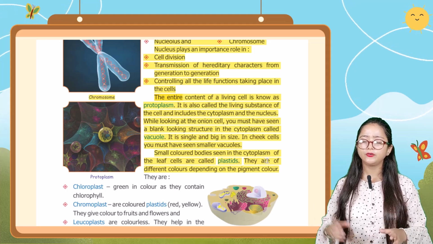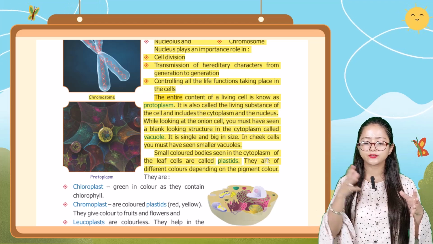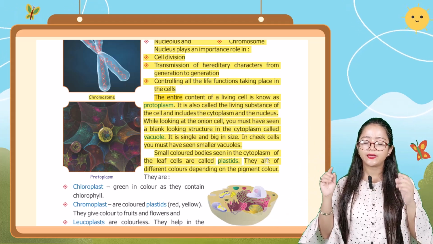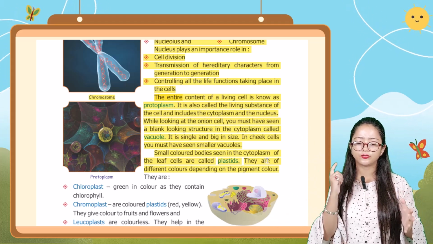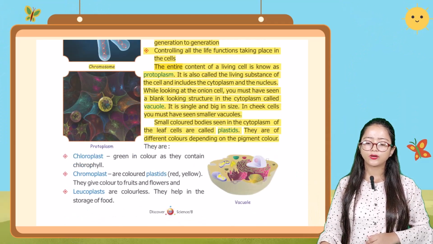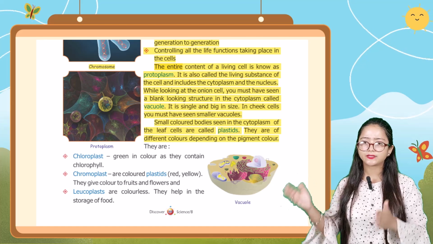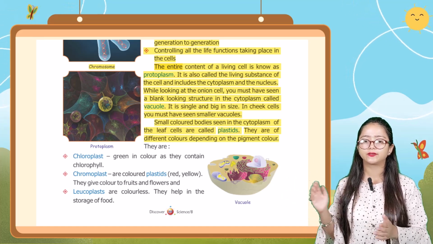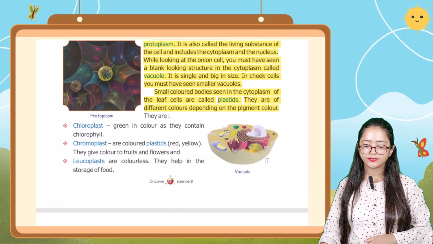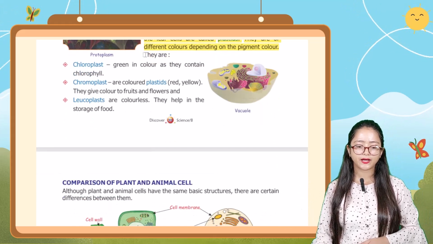While looking at the onion cell, you must have seen a blank looking structure in that cytoplasm, which is known as the vacuole. This vacuole is single and also big in size. In the cheek cell of the human, you must have seen that there are smaller vacuoles as compared to the plant one. And there are small colored bodies seen in the cytoplasm of the leaf cell, called the plastids, and these plastids are of different color depending on the pigment color. Here you can see the image of chromosome and protoplasm, and in the below one you can see the image of vacuole.